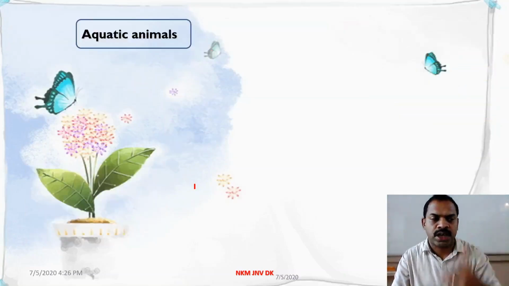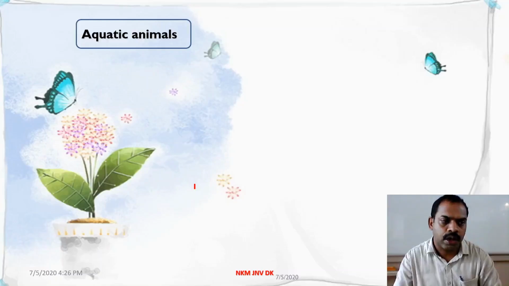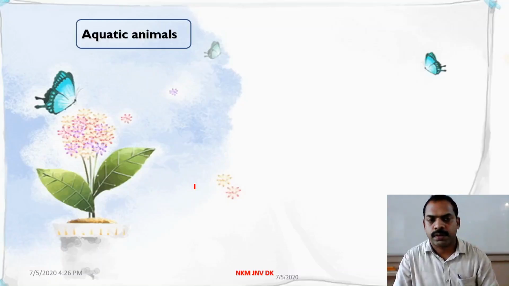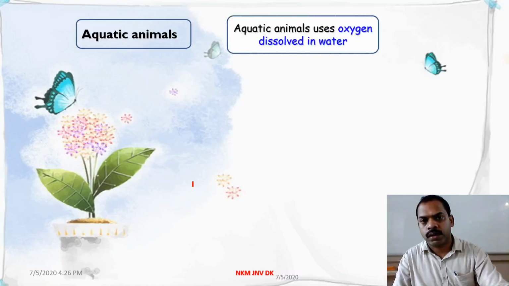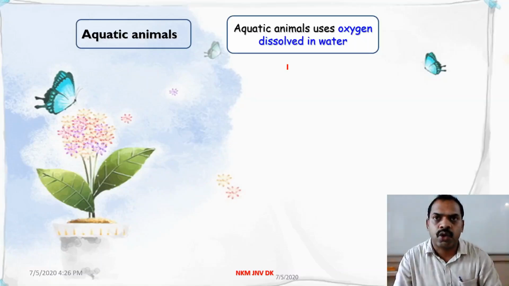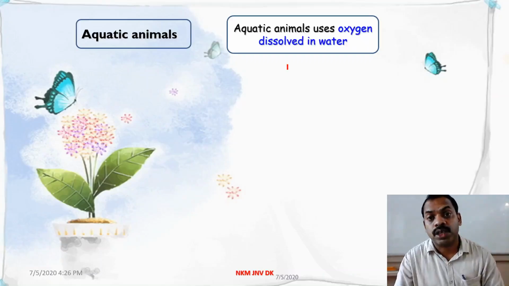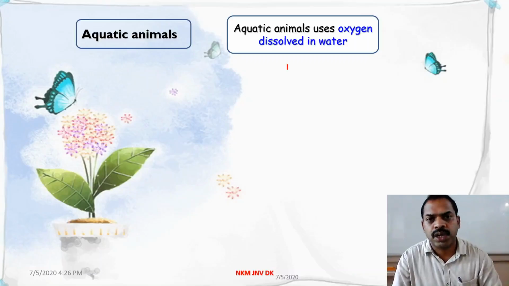Now let us see the aquatic animals. Again, what we are seeing is aquatic animals. So they have to breathe. Not all. Just as I told you, the dolphin as well as the higher mammalian aquatic animals have to take the atmospheric air. While aquatic animals like fishes have to use the oxygen dissolved in water.